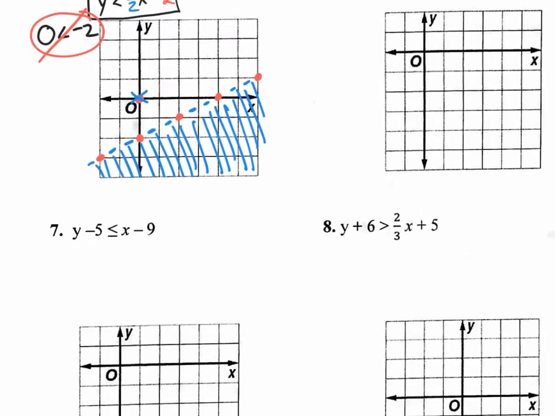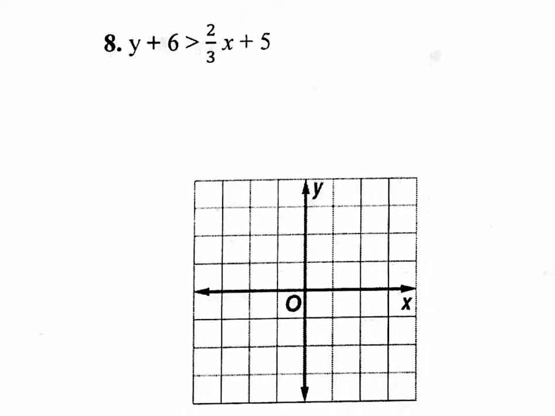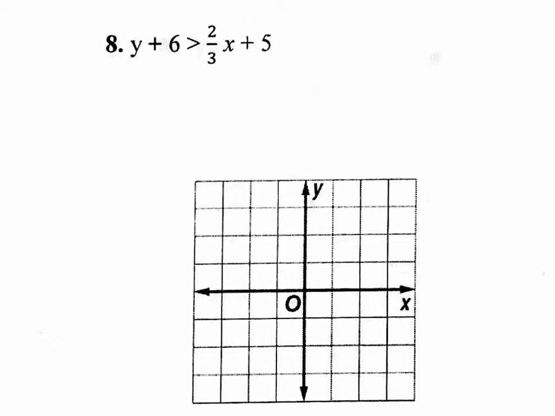Let's jump to number 8. Right here, this one's not ready to graph yet. What do I do? Y equals mx plus b. Okay, so let's get rid of that 6 by subtracting 6. Subtracting 6, you will have y is greater than 2/3 will be your slope with an x on it. And 5 minus 6 is a -1. So I already put the slope in blue and the b value, the y-intercept, in red. So it crosses the y-axis at -1.